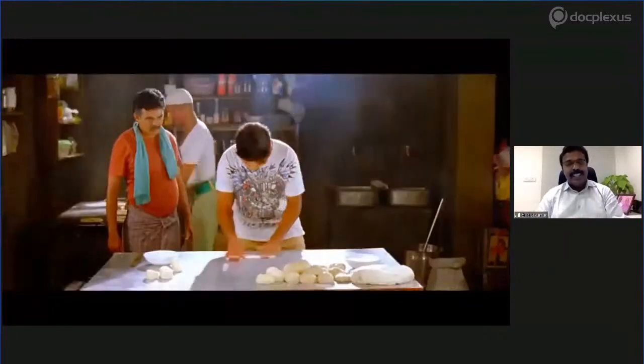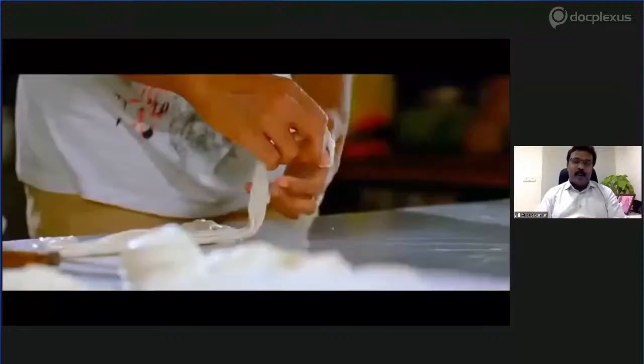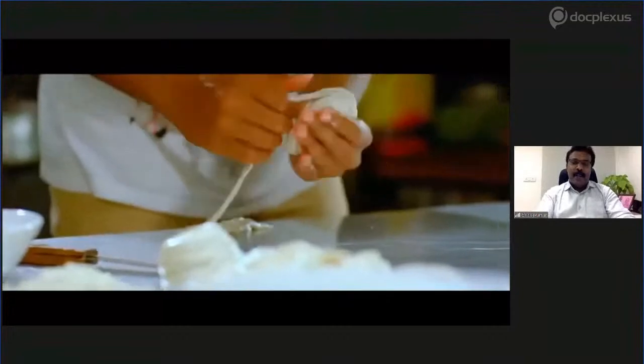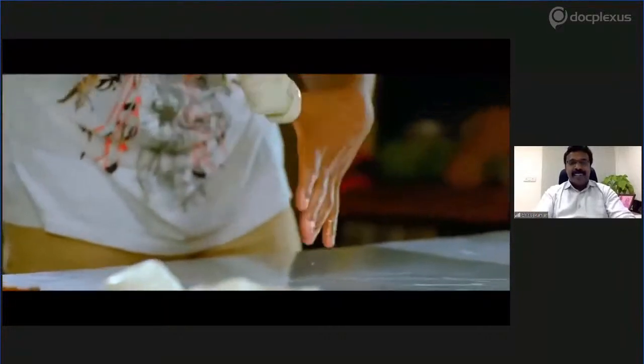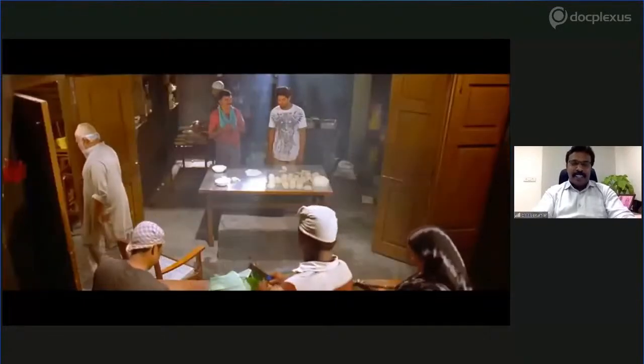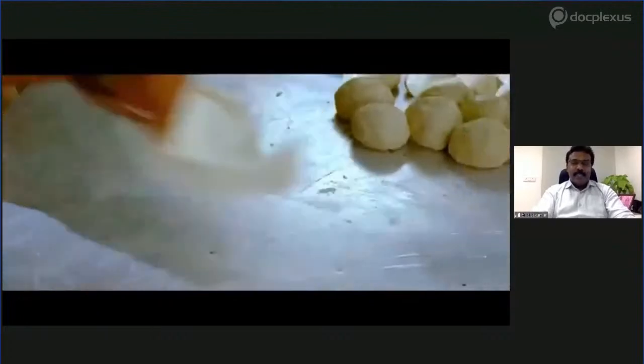Moreover, in India, the parotta is very famous. Whenever we walk around the town, we also think about how to prepare it. We can even try to make a parotta, but we cannot do this. So this guy is trying, going on, trying. This guy is watching. It's not feasible.